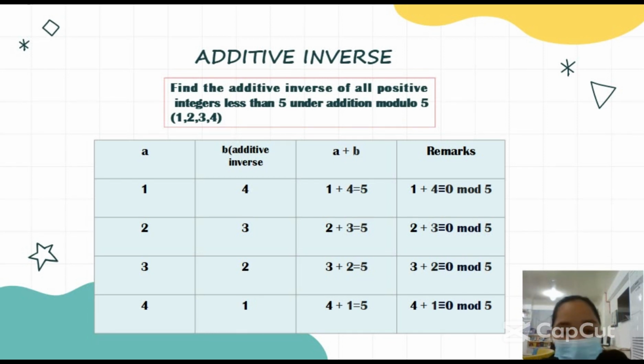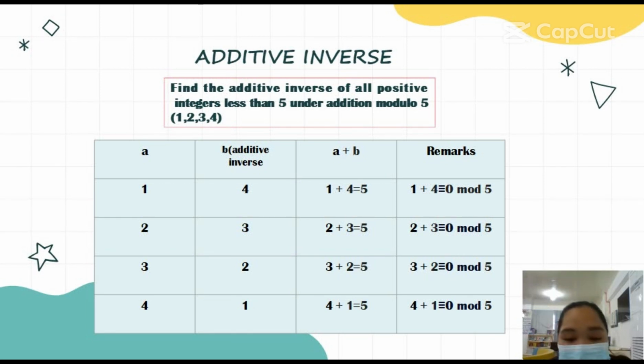So we focus on number 5. I have here the integers 1, 2, 3, 4. That is our A, and our B is the additive inverse. The additive inverse of 1 is 4. The additive inverse of 2 is 3. The additive inverse of 3 is 2. And the additive inverse of 4 is 1.